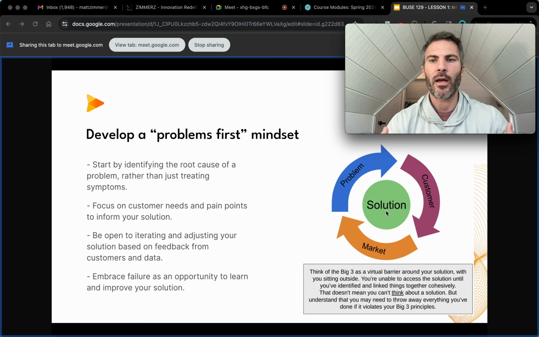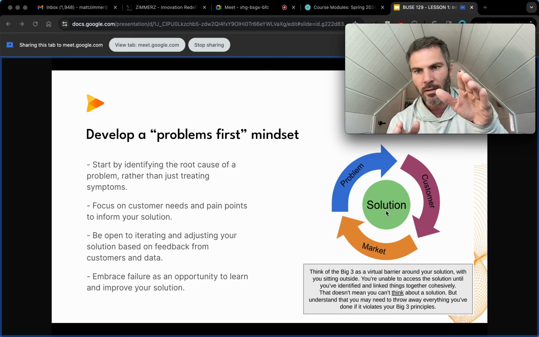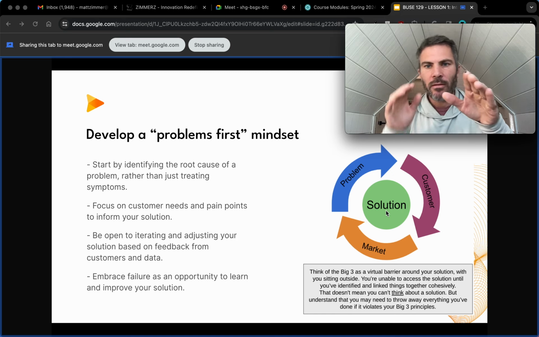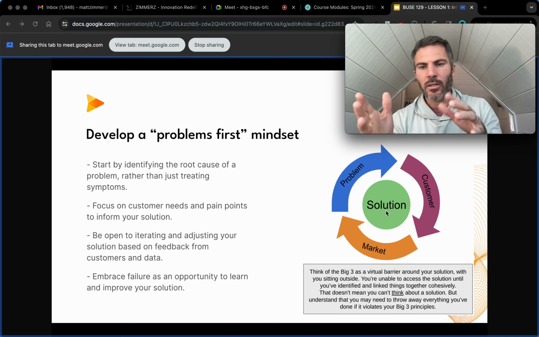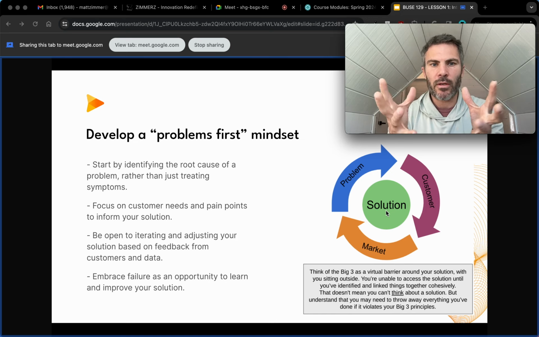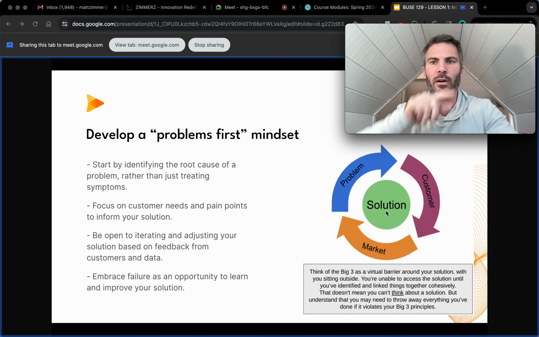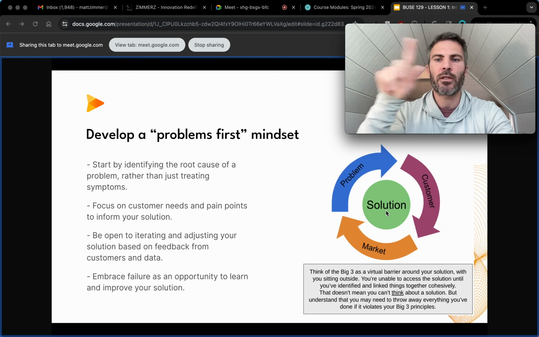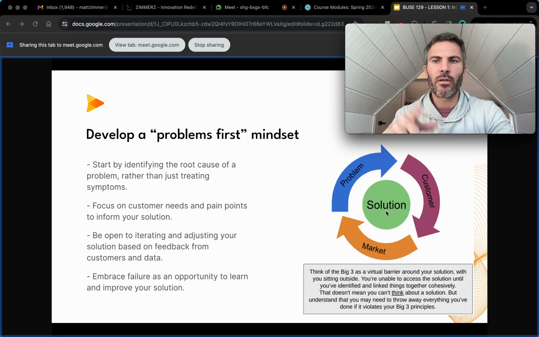Okay, and these three things are pieces to our puzzle: what we're selling, what it's solving, who we sell it to, and how we sell it. Those are the pieces of our puzzle that we're trying to solve. And the problem, customer, and market really circle around the solution. And I like to think about it as a spiral that goes up.